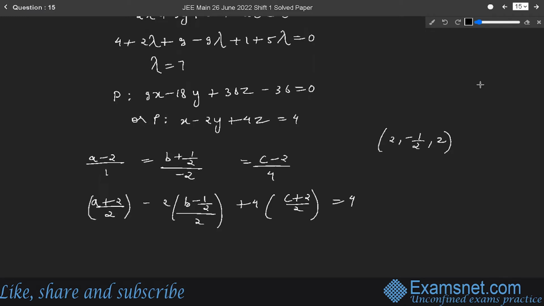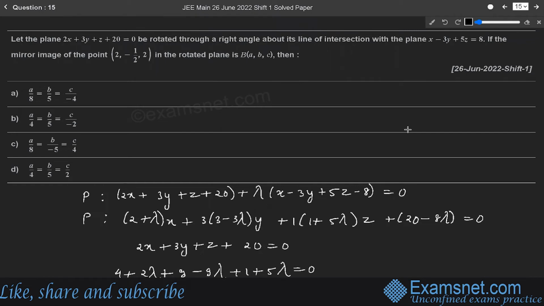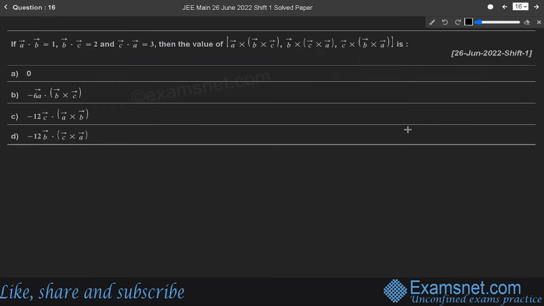It is clear that on comparing the equations, a is equal to 4/3, b is equal to 5/6 and c is equal to -2/3. Therefore, the ratio a : b : c will be 8 : 5 : -4. Hence, we can say that this is the required answer for this question, and the correct option is option A here. Moving on to next question.